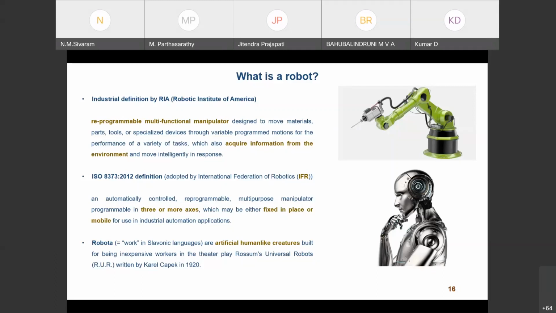And the word robot has come from the word robota, which means artificial human-like creatures, which was used first in a theater play written by Karel Čapek in 1920. The robota means work in Slavonic languages. Slavonic languages are spoken in areas of European countries and Asian countries, where Europe and Asia come together. There the Slavonic languages are spoken, and robota means work. So from there we have got this particular word.